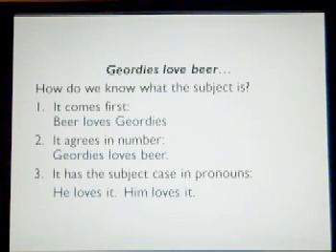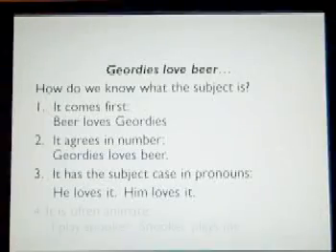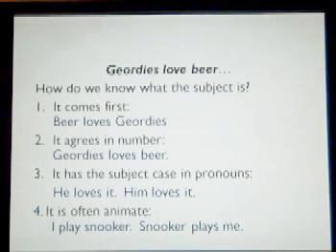A third way of finding the subject is that it may have a special form. So we can say he loves it, he is the subject, but we can't say him loves it because him is an object. Again, in some languages, this is the crucial clue to the subject of the sentence. And the fourth way is that in some languages, the subject of the sentence has to be alive. So, for example, I can say, I play snooker, but I can't say snooker plays me. You can't have an inanimate subject. Each language has a particular way of finding out what the subject is in the sentence.